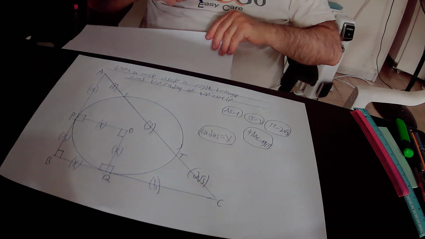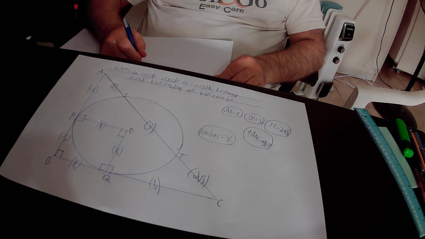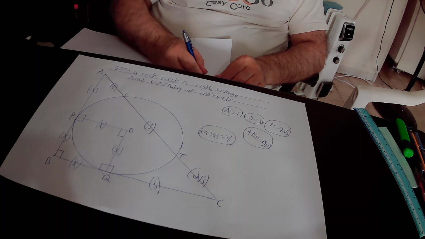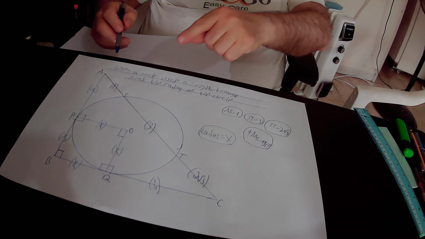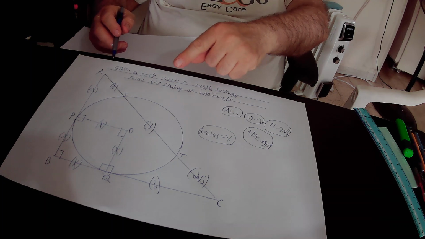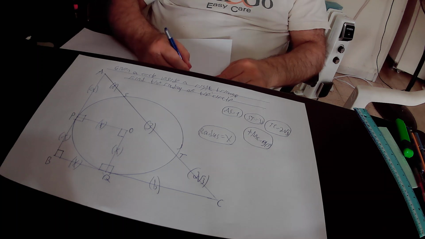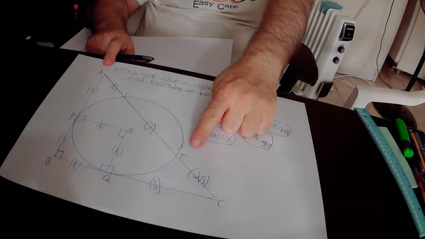So AP square, so what is AP? AP is A, therefore AP square is A square. And it must be equal to AS, which is 1 according to what is given, times AT. From the drawing it is very easy to see that AT in total equals 1 plus 3.